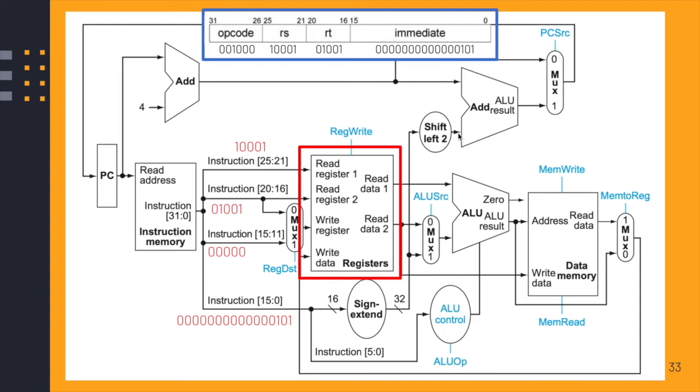We will have another adder, and as you recall from the previous tutorial, this adder calculates the branch address. Okay, it will always be calculated regardless of which instruction you are performing.